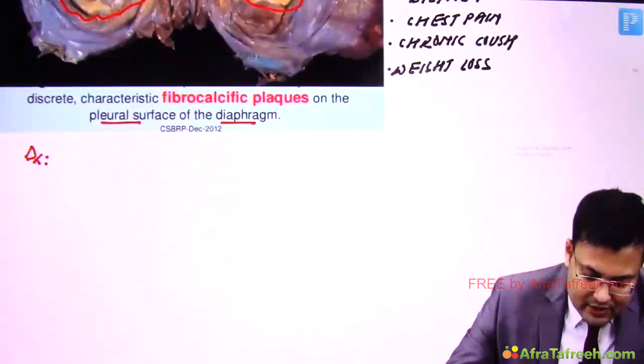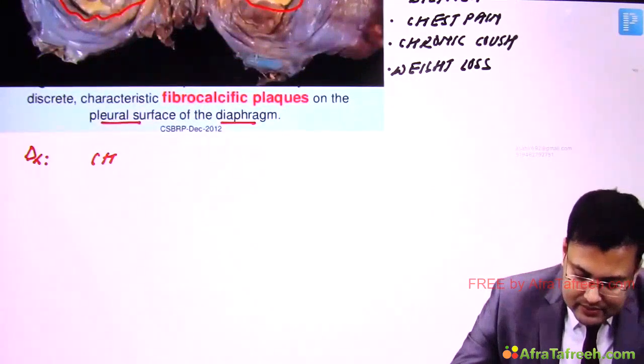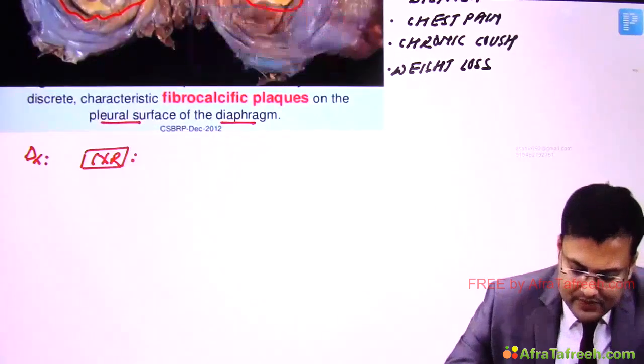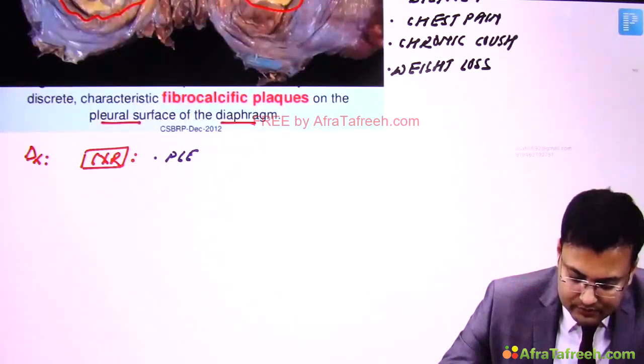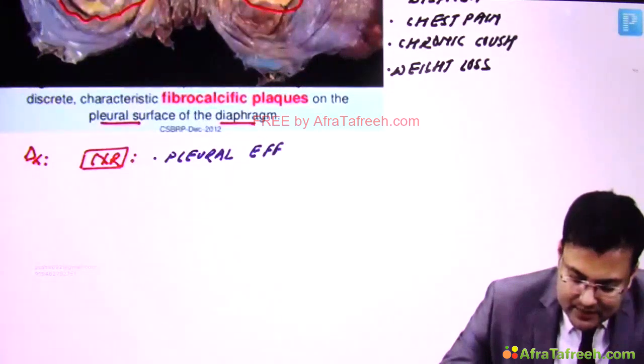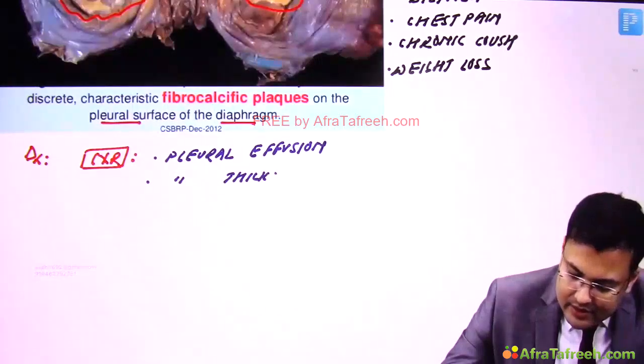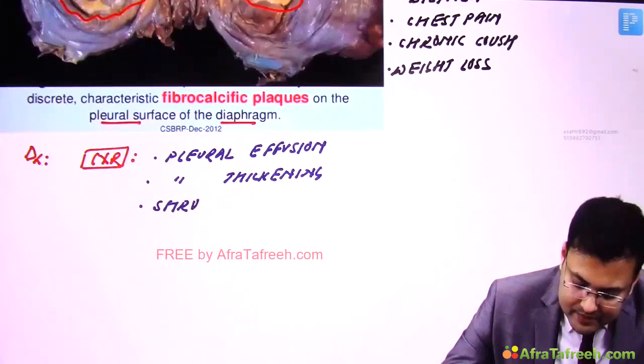In diagnosis, we perform the chest X-ray and see the findings. These patients have pleural effusion. In more than 90% cases, there is generalized pleural thickening, and there is shrunken hemithorax.